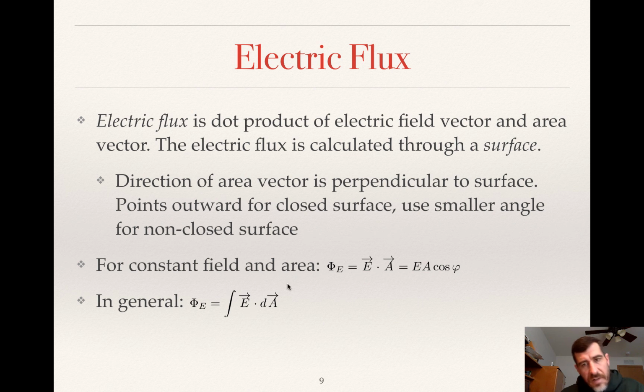In general, if they're changing, then this simple E dot A becomes an integral. So you have to do the integral of the electric field E dotted into a little element of the area dA. This works if the field is changing or if you have, say, a curved surface like the surface of a sphere where the direction of the area is changing. In units, it's going to be units of field, which are newtons per coulomb, times area, which is meter squared. So the SI units for electric flux are the newton meter squared per coulomb.